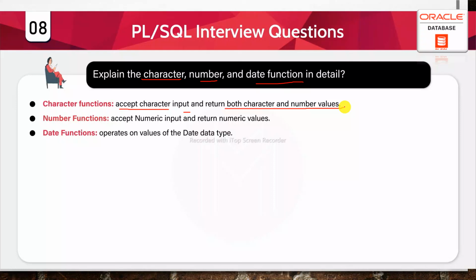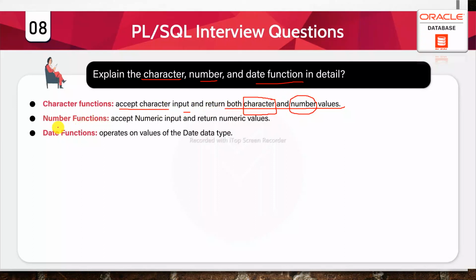So if I want to know the length of a character or string, we use the length function. The length function will return a numeric value. So this is an example of a numeric value. Or if I want to convert the character or string into uppercase, I will use the function called upper. It will convert the string or character into uppercase characters. So this is an example of accepting a character and converting it into a character as well as into numbers.